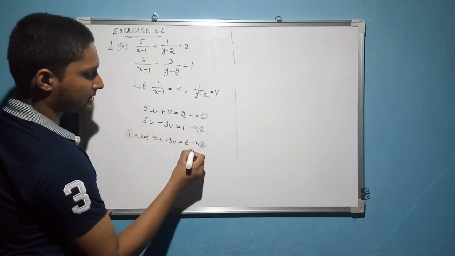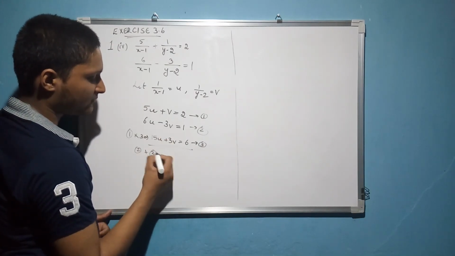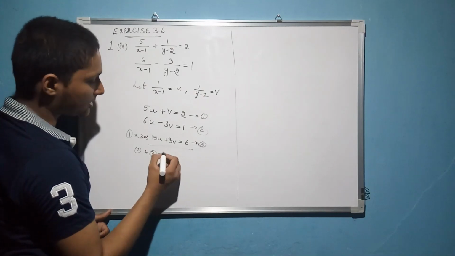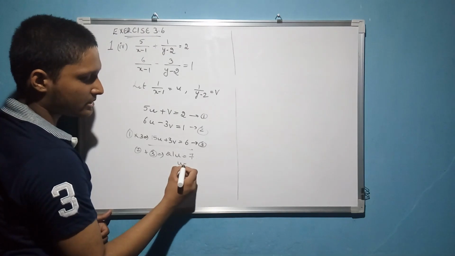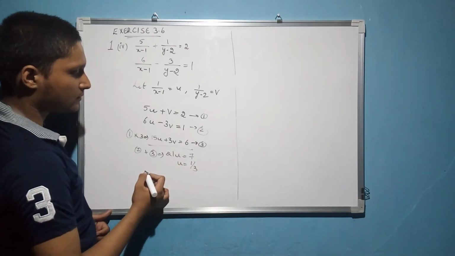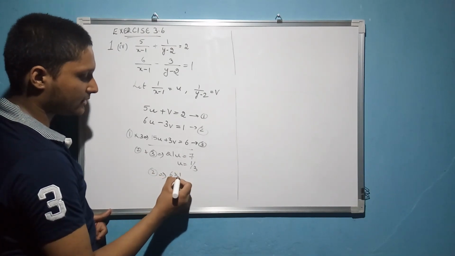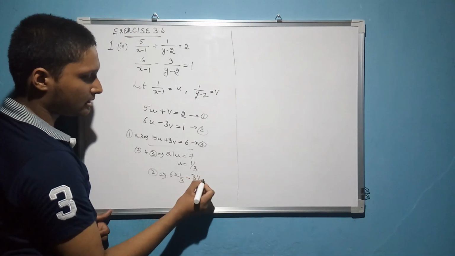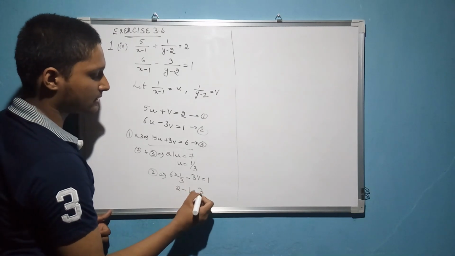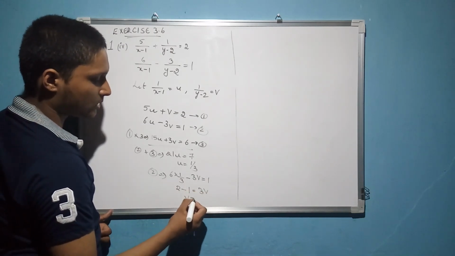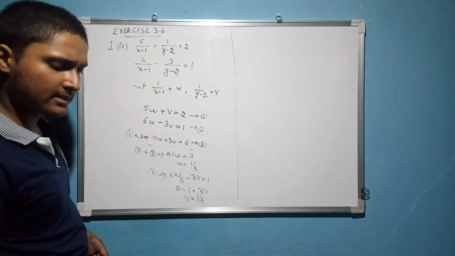Let me mark that as the third equation. I am going to add the second and the third equation. 15 plus 6 is going to be 21, so 21u is equal to 6 plus 1, that is 7. So u is equal to 1 by 3. We'll take one of these equations, that is the second equation. We get 6 into 1 by 3 minus 3v is equal to 1. That is 2 minus 1 is equal to 3v. v is equal to 1 by 3. v also is equal to 1 by 3, and u also is equal to 1 by 3.